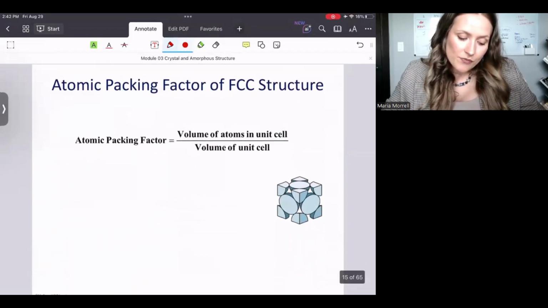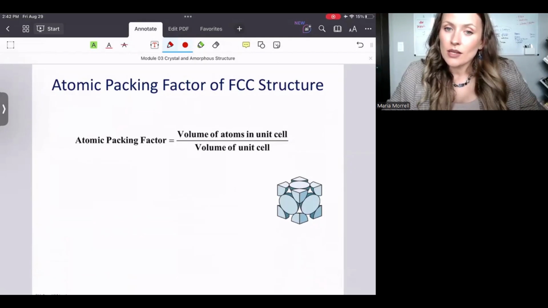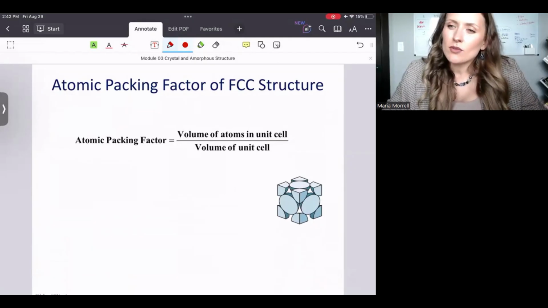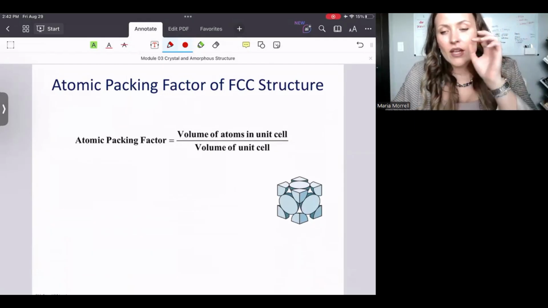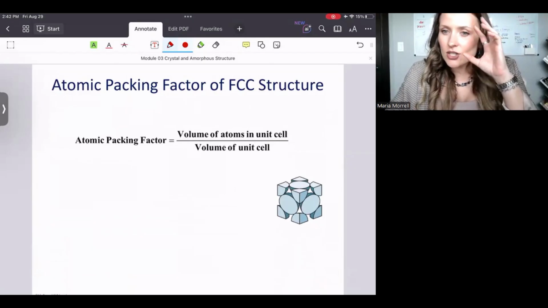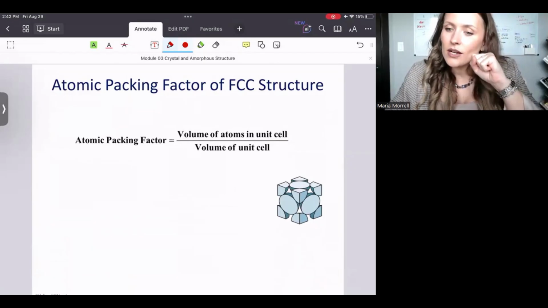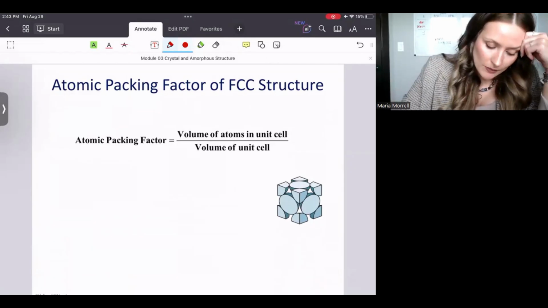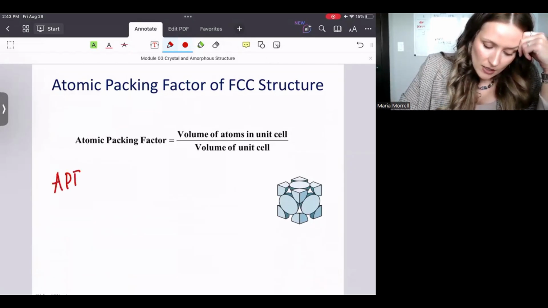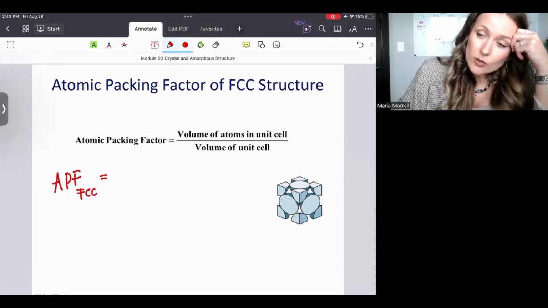Now, why don't we also estimate the atomic packing factor for an FCC? And right away, before we even look for the number, I want you to envision what we've seen before versus what we see now and think, okay, which one is actually denser? Where do I have less free space? Perhaps in this one. You can kind of predict that just by looking at the picture, but let's see if this is the truth. So the APF, the atomic packing factor for the FCC is going to be volume of atoms.